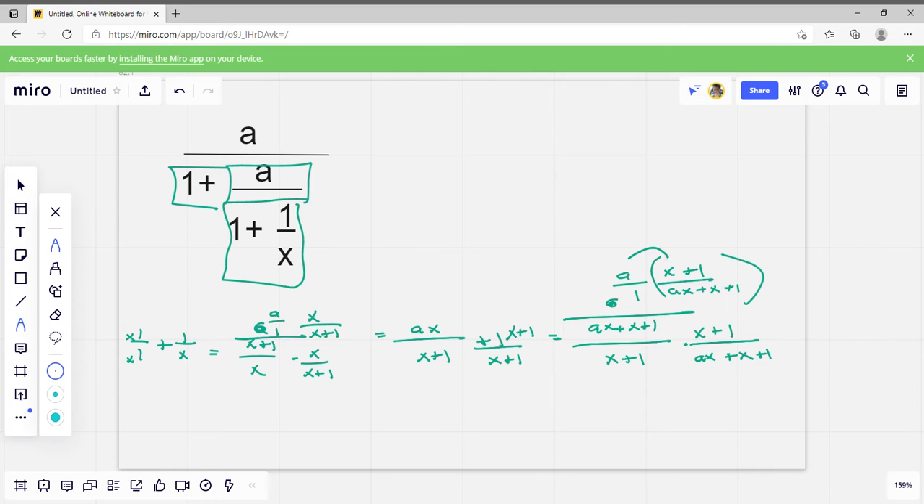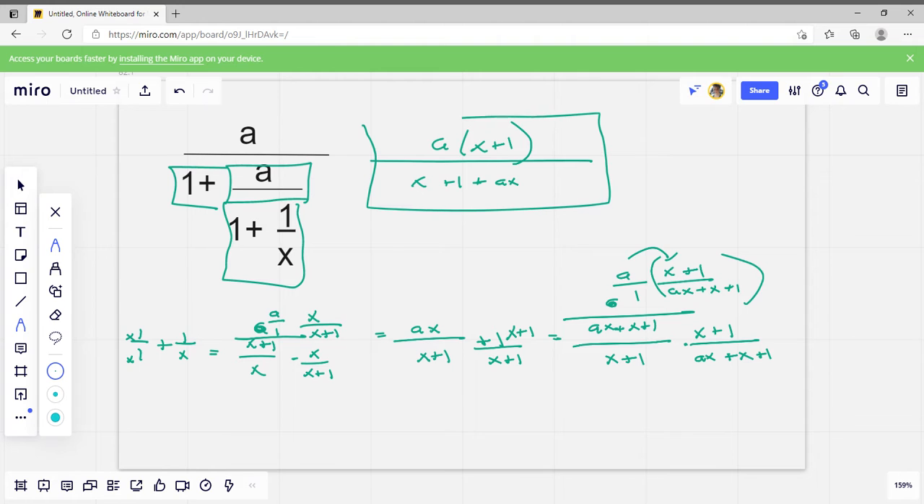Okay, so that just means we're going to have a times x plus 1 over x plus 1 plus ax. And there's the answer. Not too hard.